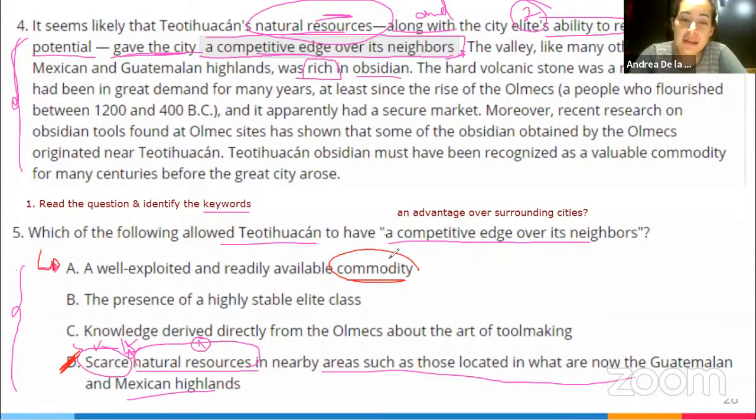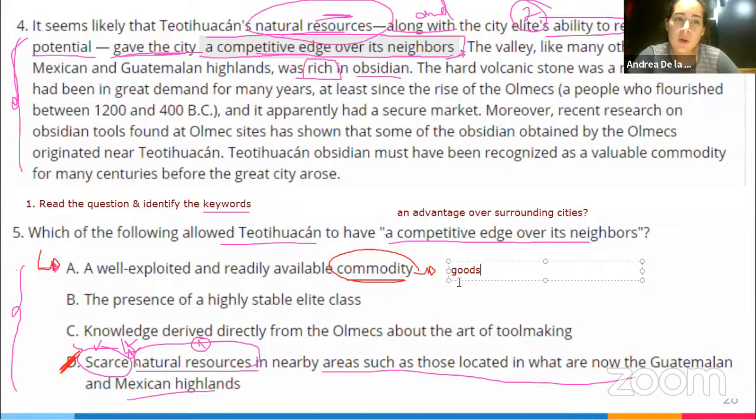In English, and in all languages, we have what we call fake friends. For example, commodity sounds a lot like comodidad in Spanish, but is it? It's more like product, like goods.